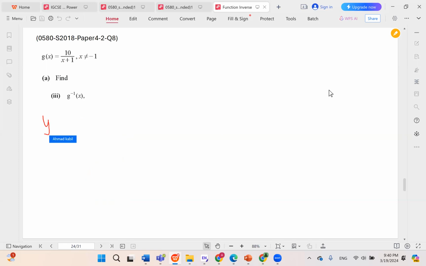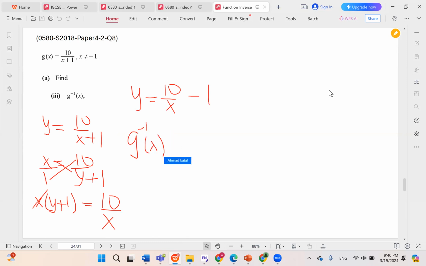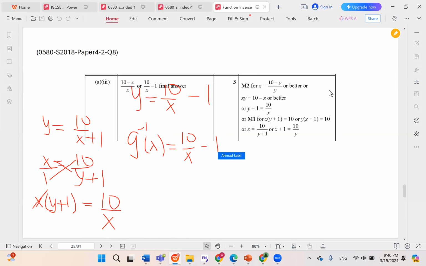Here we have y equals 10 over x plus 1. So x equals 10 over y plus 1. We write over 1 and we cross multiply. So x times y plus 1 equals 10 times 1, which is 10. We want the y to be alone, so we remove the x here and we write it here. Y plus 1 equals 10 over x. Therefore, y equals 10 over x minus 1. And finally, we write g inverse of x equals 10 over x minus 1. And this is the final answer, 10 over x minus 1 is correct.